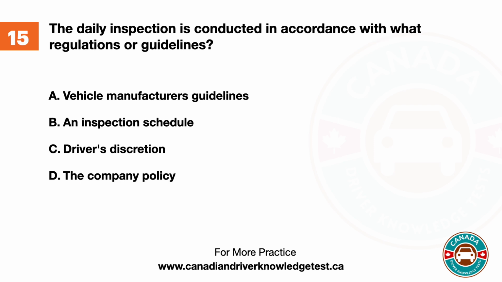Question 15. The daily inspection is conducted in accordance with what regulations or guidelines? A. Vehicle manufacturer's guidelines. B. An inspection schedule. C. Driver's discretion. D. The company policy. The answer is B. An inspection schedule.